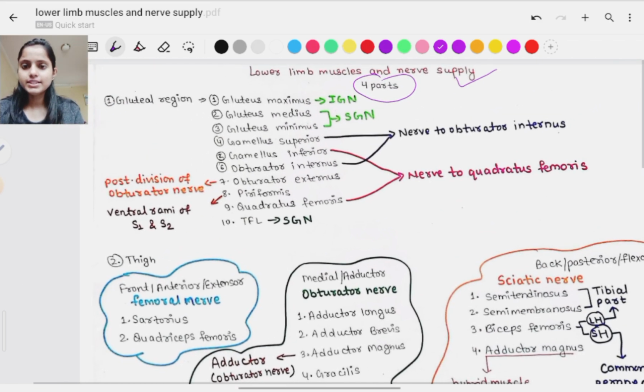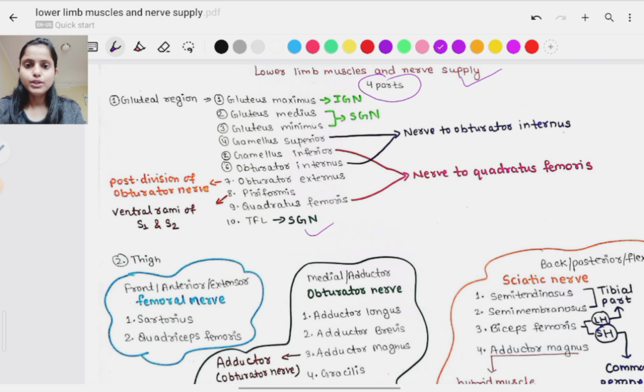In the gluteal region, it has 10 muscles: gluteus maximus, gluteus medius, gluteus minimus, gemellus superior, gemellus inferior, obturator internus, obturator externus, piriformis, quadratus femoris, and tensor fasciae lata. Gluteus maximus is supplied by the inferior gluteal nerve. Gluteus medius and minimus are supplied by the superior gluteal nerve. Gemellus superior and the obturator internus are supplied by the nerve to obturator internus.